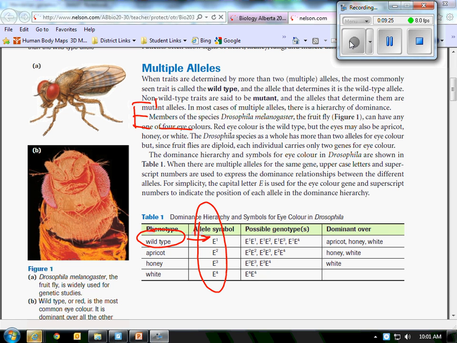so we can't even use large letter, small letter, because the higher the number is, the more dominant it is. So whatever the key tells you, you just work with that problem.